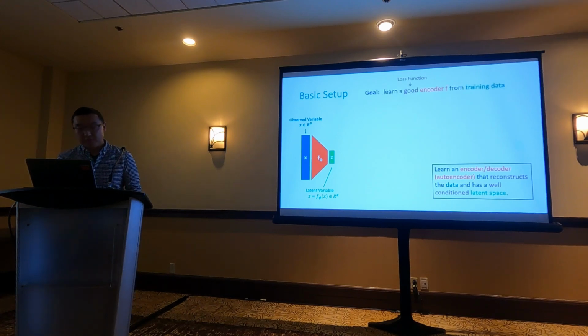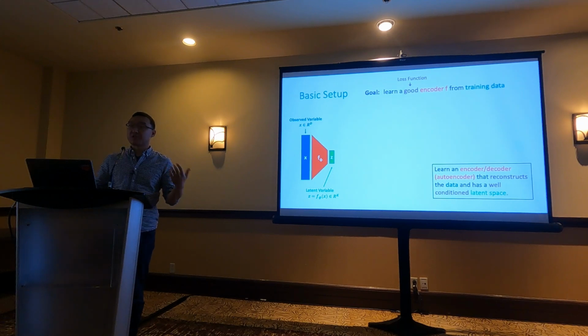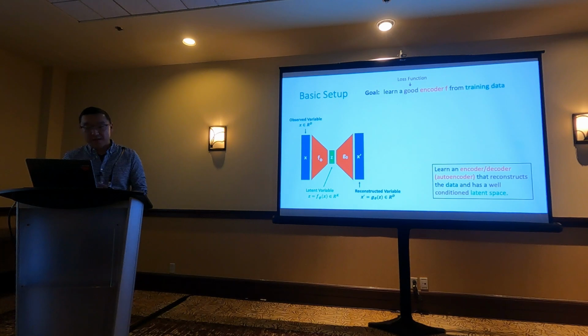So the goal is to learn a good encoder f from training data. And good is typically expressed or quantified using a loss function. In this talk, I will mostly be restricted to good in the context of reconstruction. What that means is now we also add a decoder from z to x prime, where x prime is a reconstruction of x. And now we can express this as a loss function.